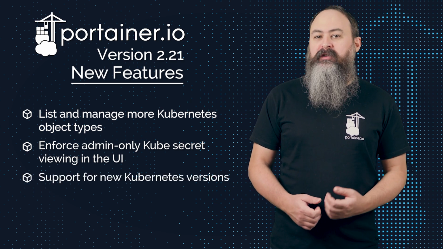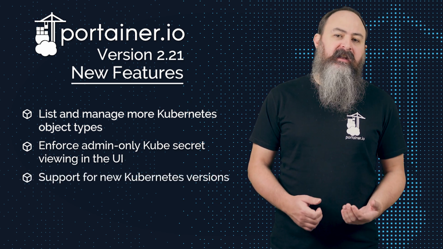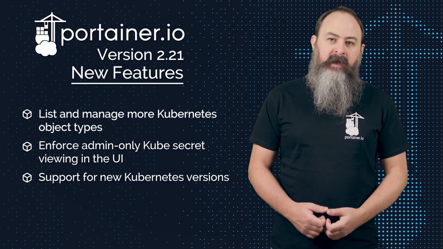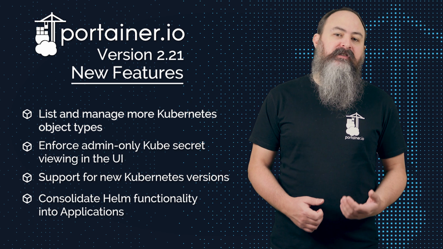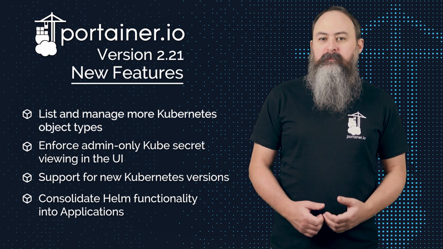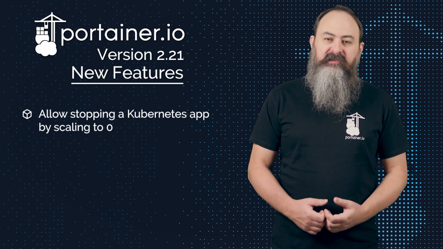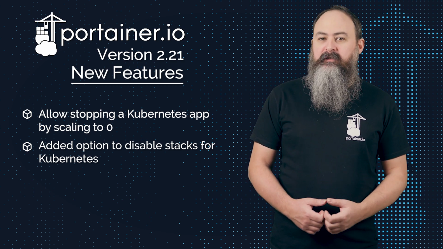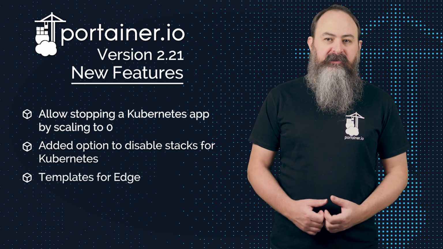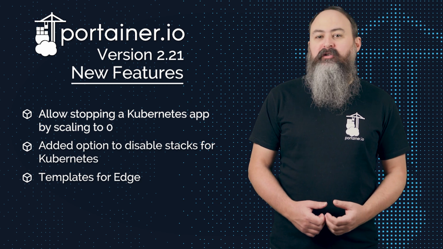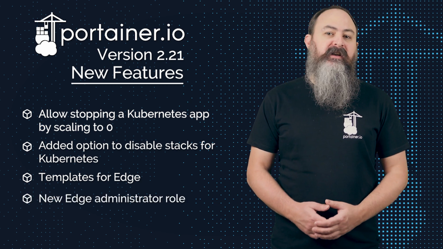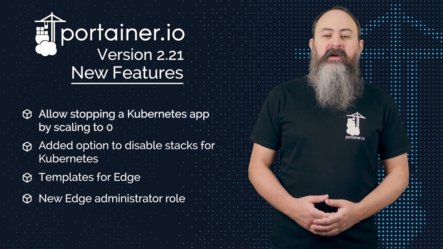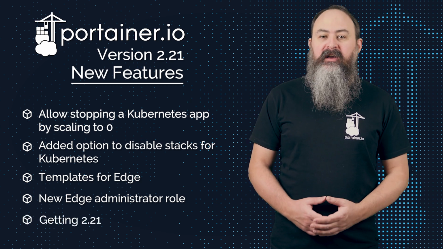We've also added support for newer Kubernetes versions, in particular in our Kubernetes as a service feature and our cluster creation tools. Helm support has been improved and has moved into the application system, and we've added more options around scaling your applications and disabling stack functionality for Kubernetes. For our Edge users, we're introducing Edge templates in this release for use with Edge stacks. We've also created a new Edge administrator role for better control over access to resources. I'll cover all of that in this video, and of course I'll tell you how you can upgrade to 2.21.